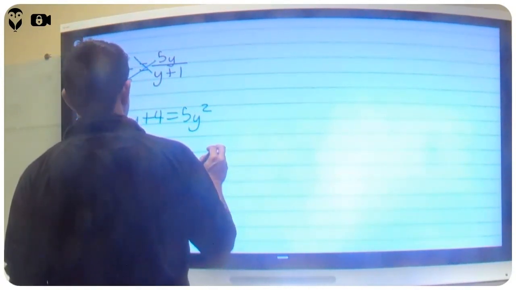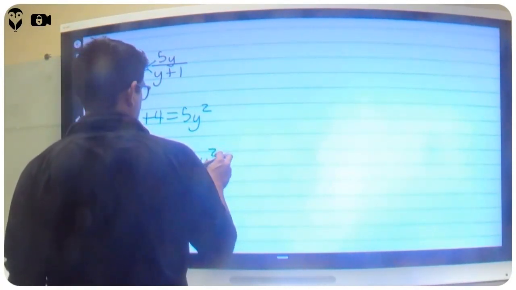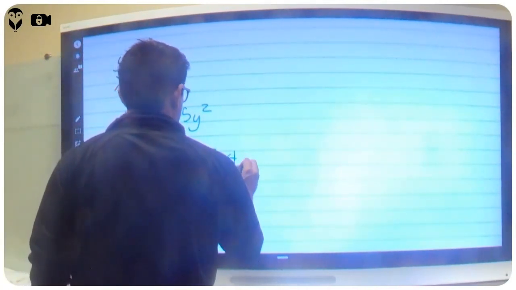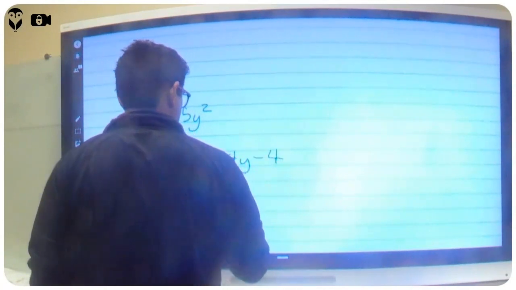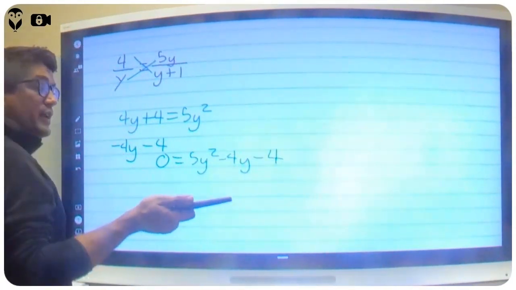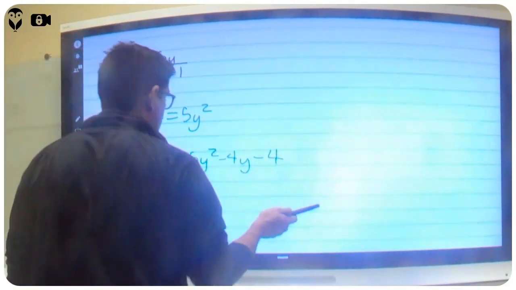and we're going to be left with 0 equals 5y squared minus, did I do this right? Yep, I did do it right. 5y squared minus 4y minus 4. Okay, so if you were to solve this, you could use the quadratic formula. Let's see if it has a shortcut method.